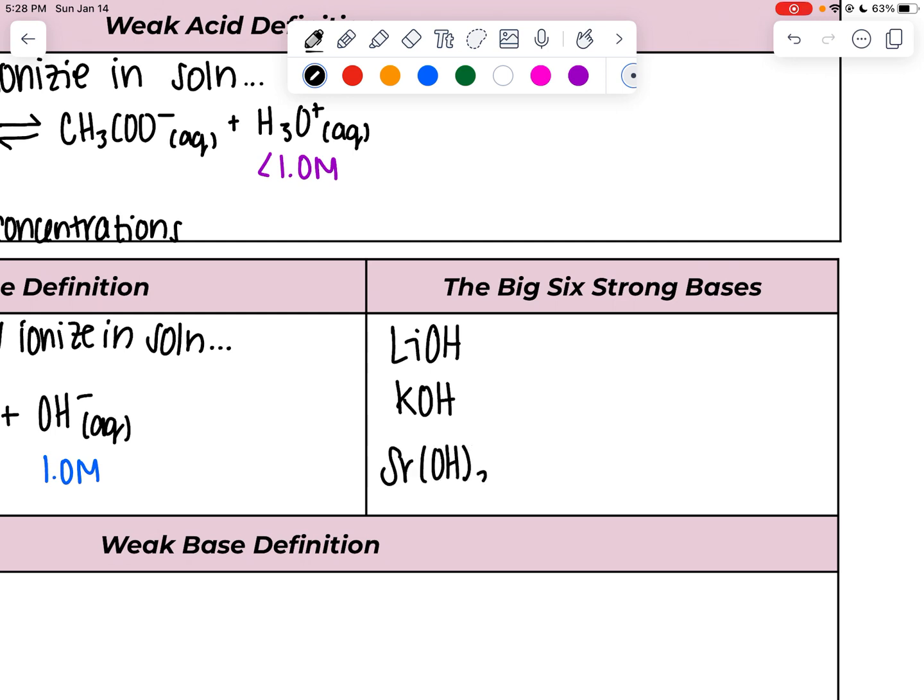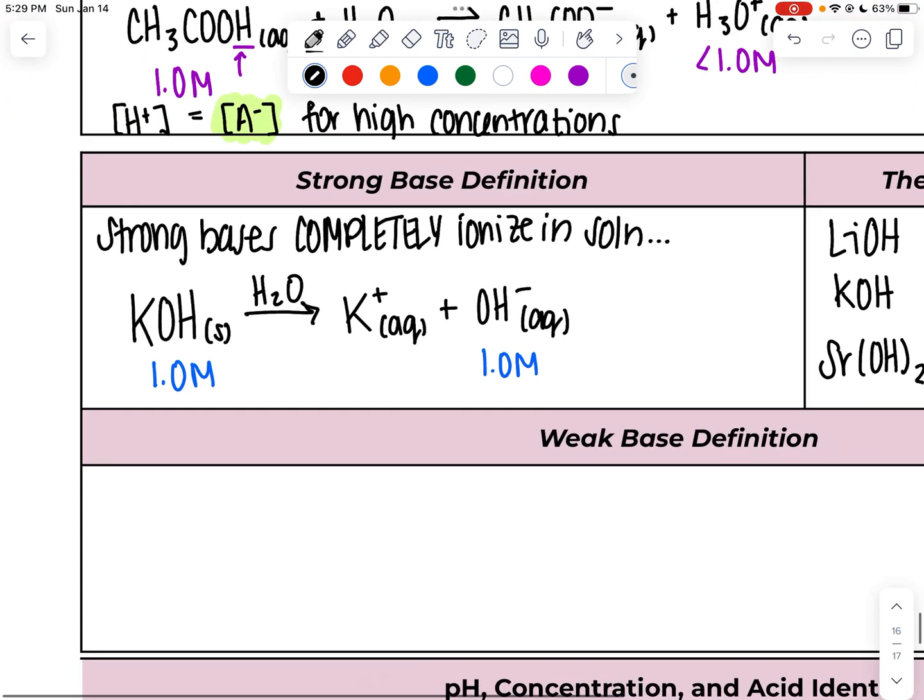So you got lithium hydroxide, you got potassium hydroxide, you got strontium hydroxide, you have sodium hydroxide, you've got calcium hydroxide, and you've got barium hydroxide. So these are your big 6 strong bases. These are the ones I'd like you to memorize.